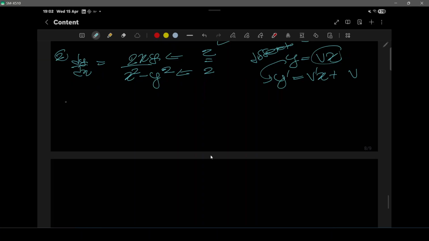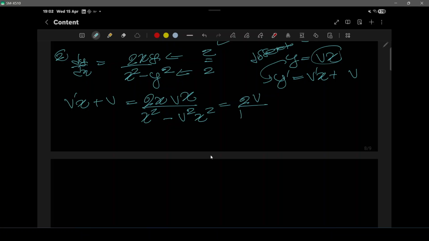And next, we replace with our substitution. X is there, so y is replaced by vx. So all the x terms are cancelling out. Now it is 2v over 1 minus v squared.